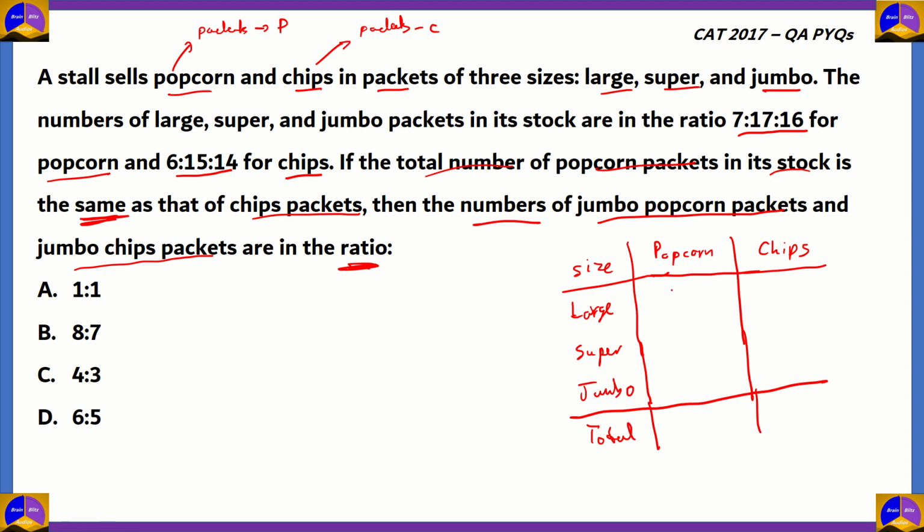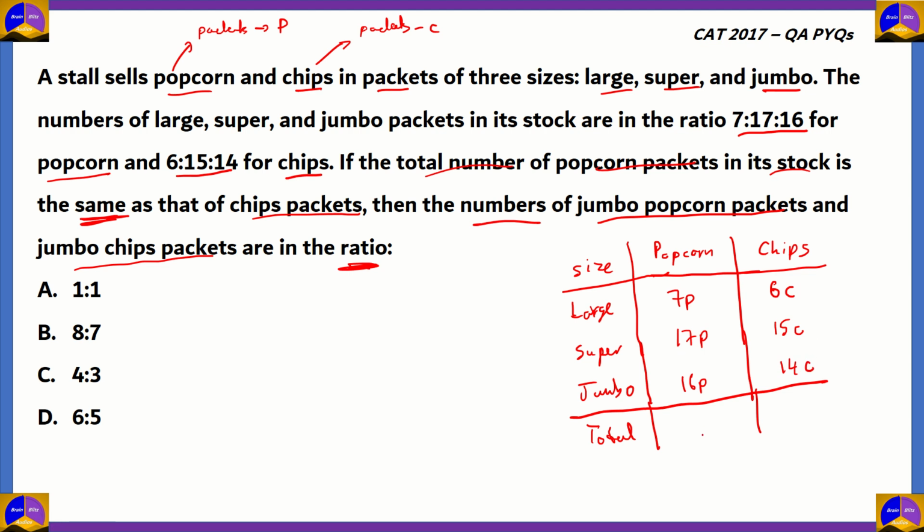7:17:16. That means there are 7P popcorn packets which are large, 17P popcorn packets that are super size, and 16P packets which are in jumbo size. Similarly, for chips, it will be 6, and since the notation is C, it'll be 6 times C. For super size, it would be 15 times C, and for jumbo size, it would be 14 times C.